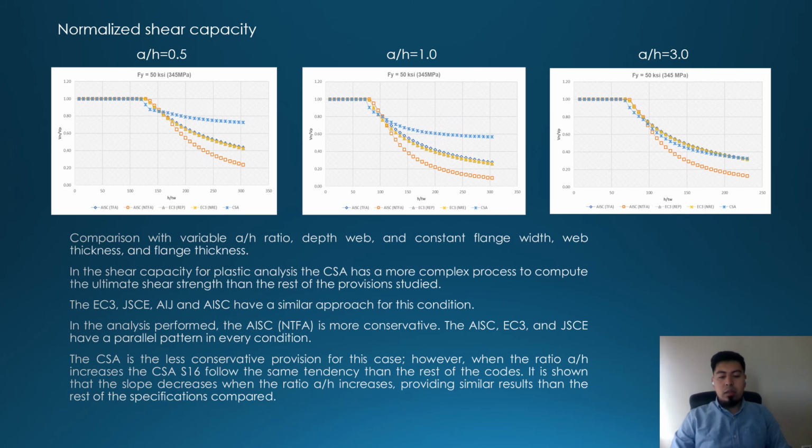The AISC, the Eurocode 3, and the JSCE have a parallel pattern in every condition. The CSA is the less conservative provision for this case. However, when the ratio a over h increases, the CSA follows the same tendency as the rest of the codes. It is shown that the slope increases when the a over h ratio increases, providing similar results to the rest of the specifications compared.